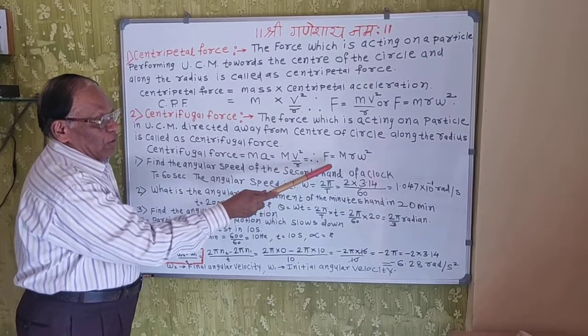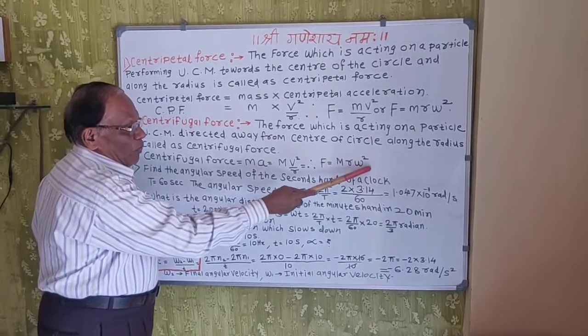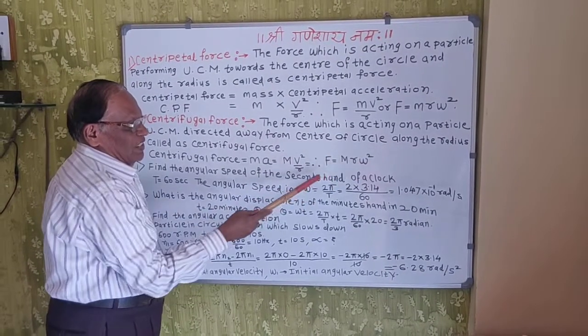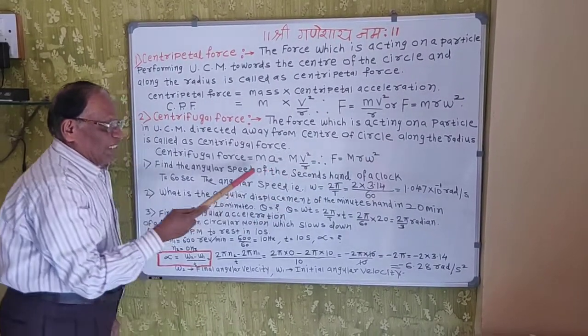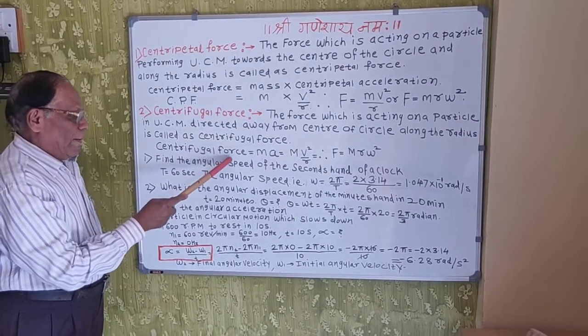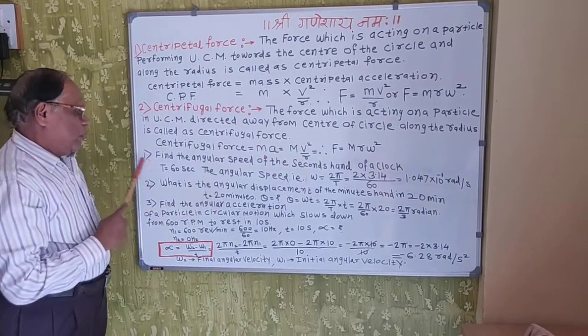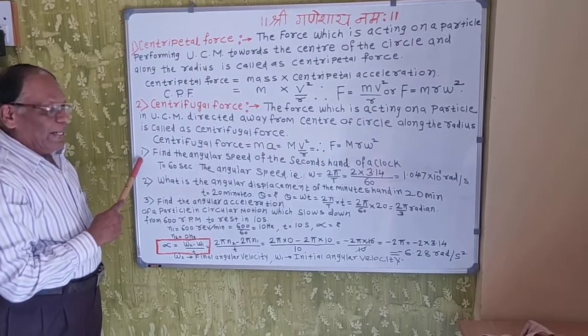Therefore, F is equal to m into r omega square. This is the magnitude relation of centrifugal force. Now, depending upon this, we are going to study the examples.